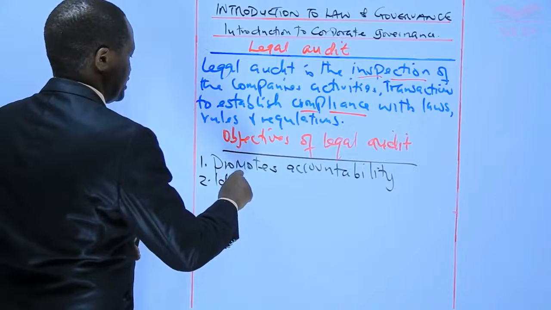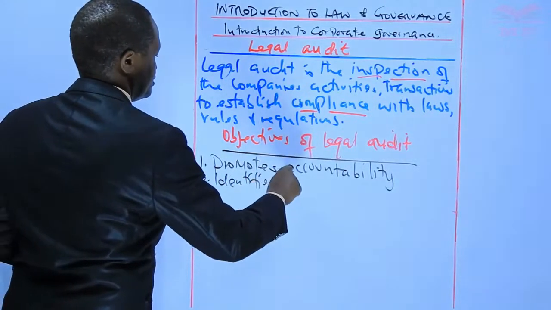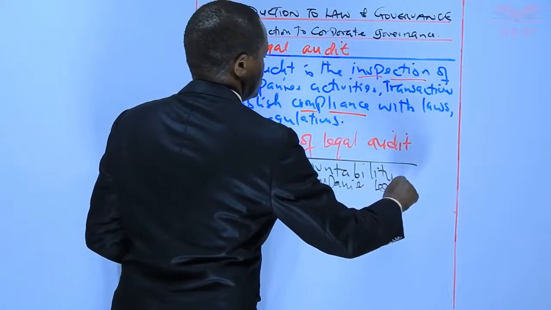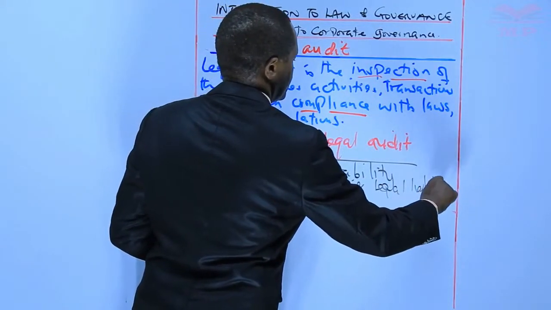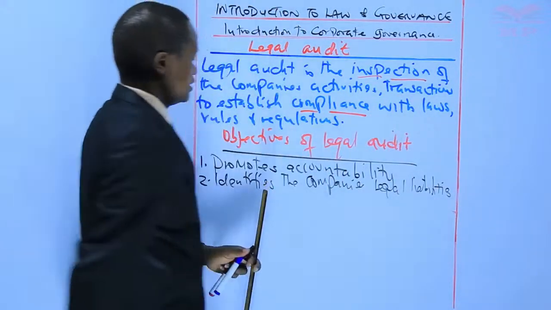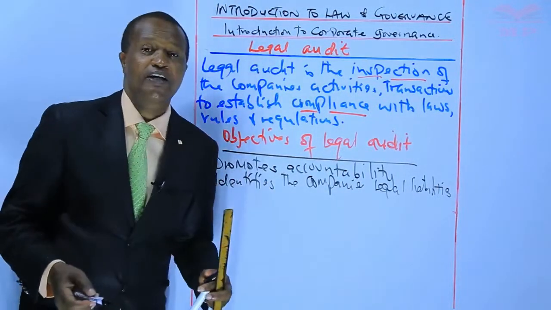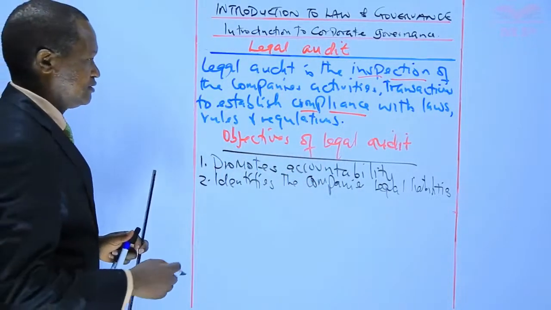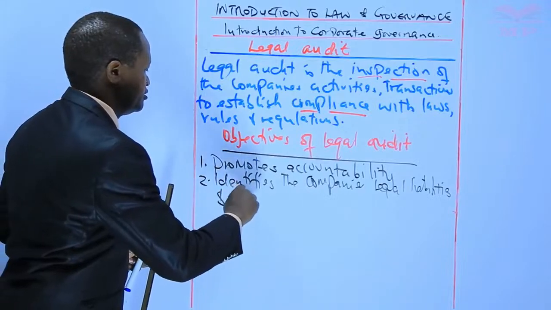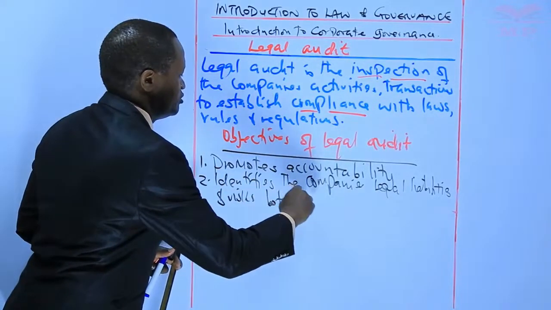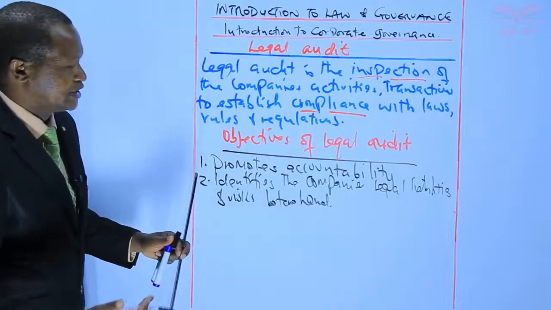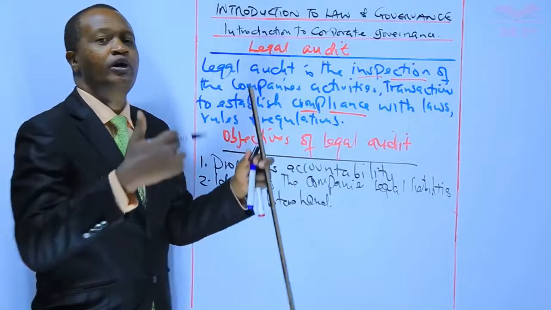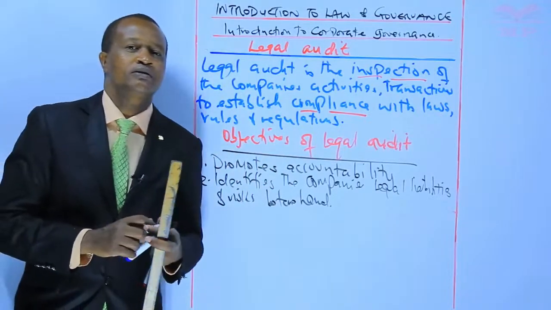Number 2, it identifies the company's legal liabilities. A legal audit can help identify a company's legal liabilities and risks beforehand. It helps, in other words, identify the potential liabilities and risks before they come up, all right?